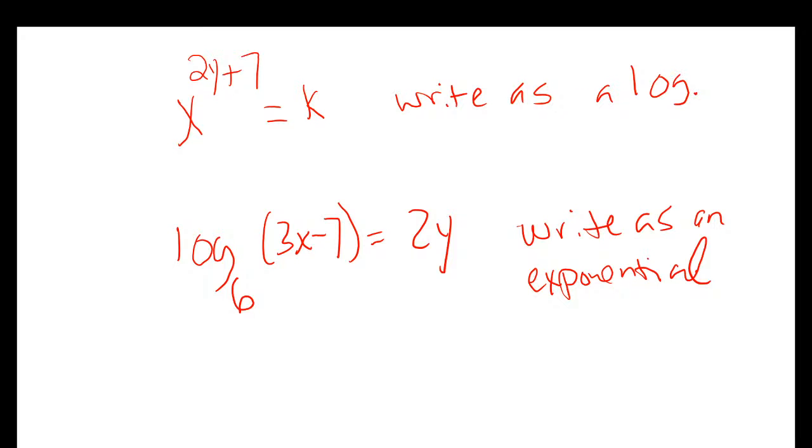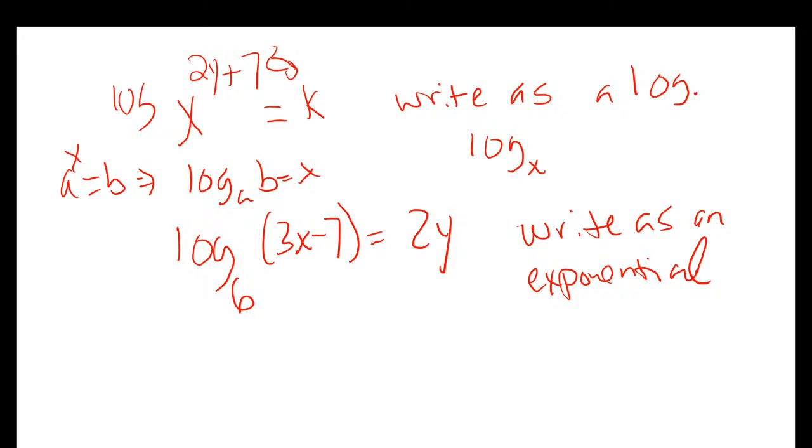So this is a question on: do you know the property to convert from exponential to logarithms? It does require that you know that a to the x equals b is the same thing as log base a b equals x. So again, how do you write it as a log? Throw a log out front and then swap these two around. So it's going to look like this: log base x k equals 2y plus 7.